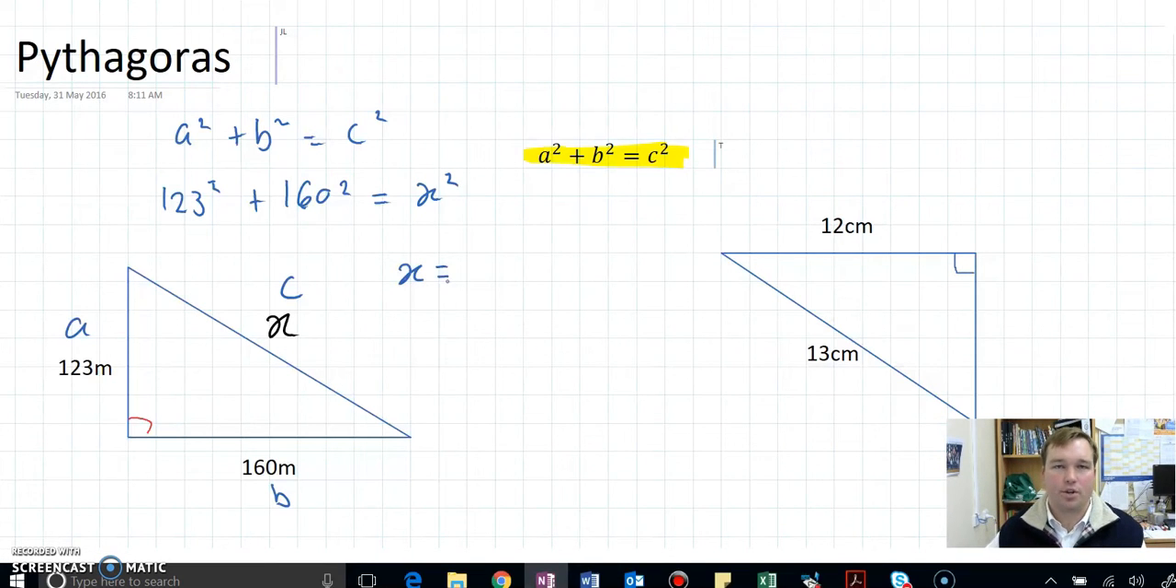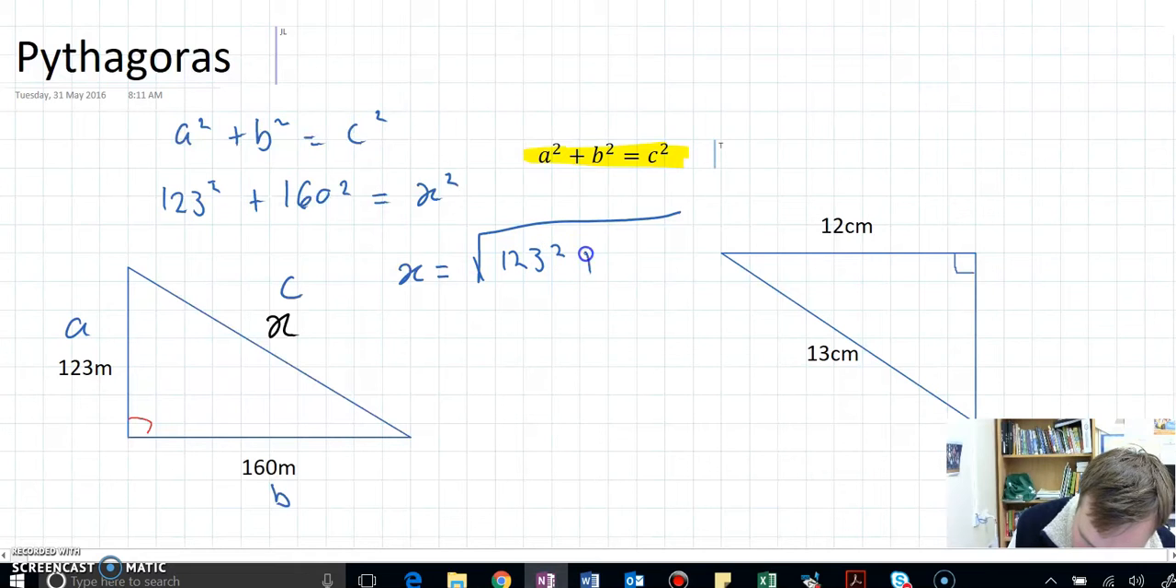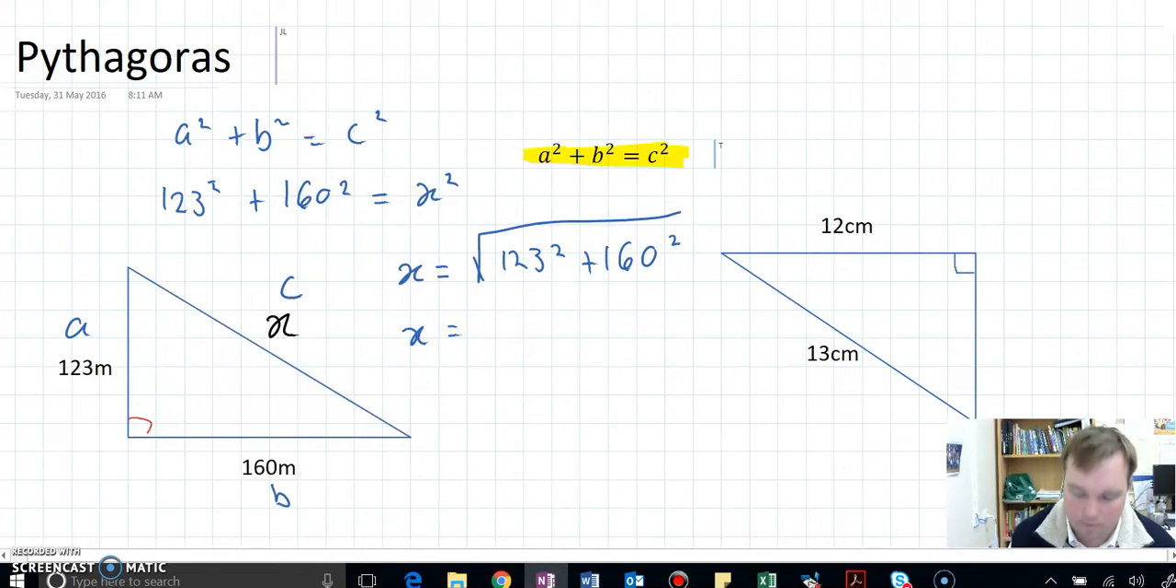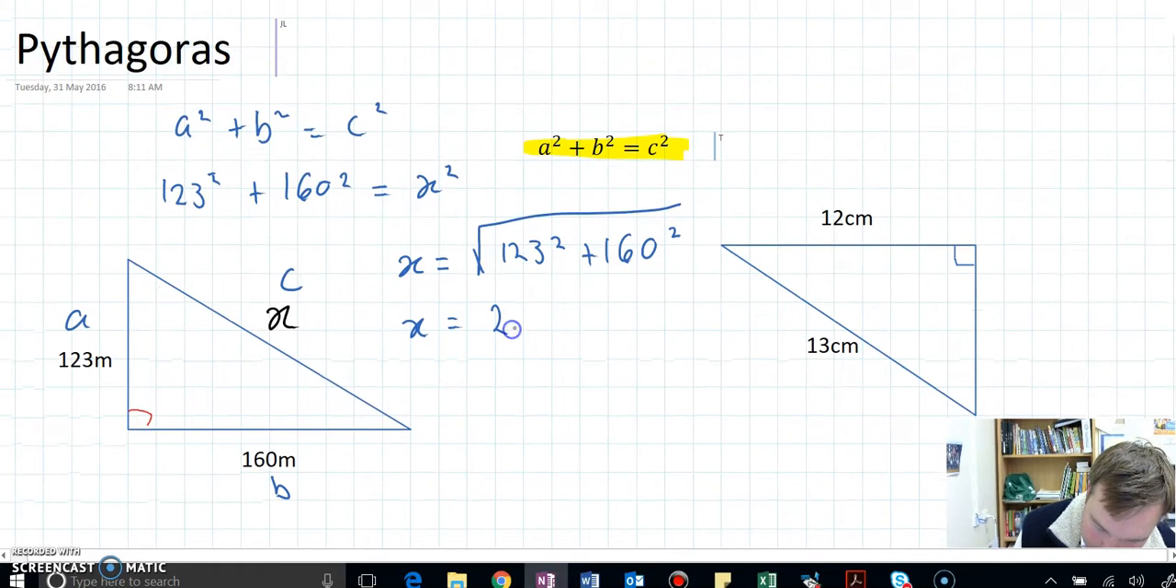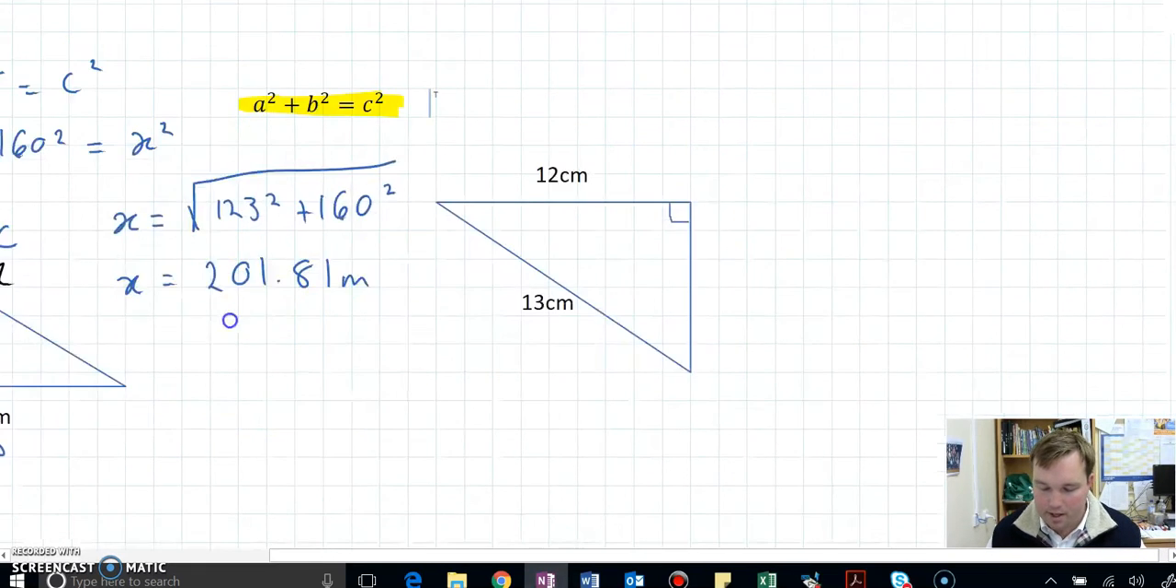Otherwise, you can do it by hand, which basically ends up as the square root of 123 squared plus 160 squared, but I'll use the CAS anyway. And that gives us an answer of 201.81 meters. Right. Now, that's how you solve it if the hypotenuse is unknown.